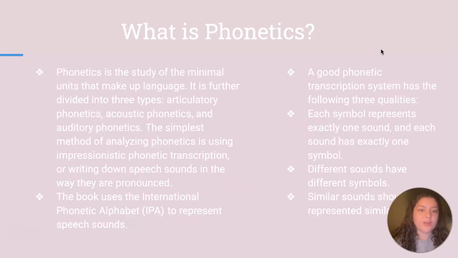The simplest method of analyzing phonetics is using impressionistic phonetic transcription, or writing down speech sounds in the way they are pronounced. The book uses the International Phonetic Alphabet to represent speech sounds. A good phonetic transcription system has the following three qualities. Each symbol represents exactly one sound, and each sound has exactly one symbol. Different sounds have different symbols, and similar sounds should be represented similarly.